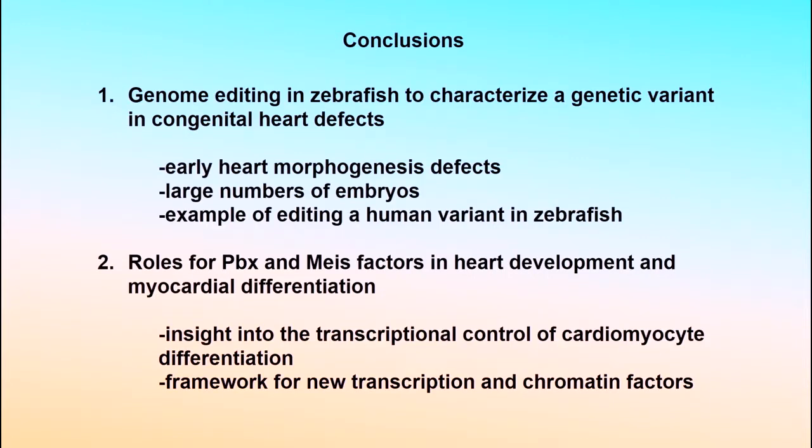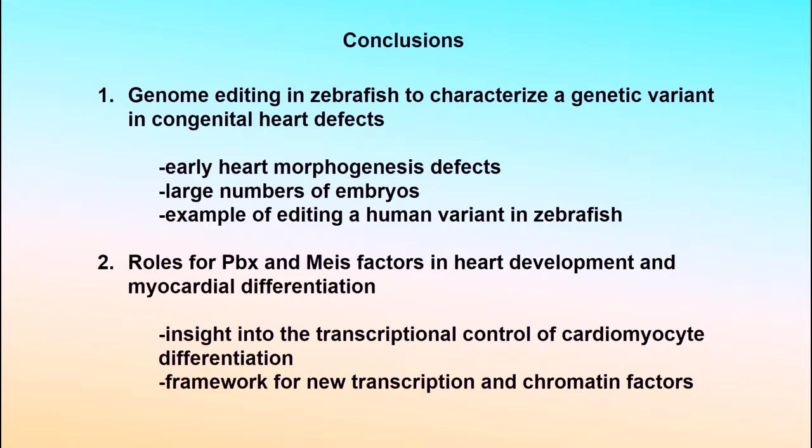And so, to conclude, what I've told you about today is a work where we use genome editing in zebrafish to characterize a genetic variant that was previously of unknown significance in heart defects, and we were able to take advantage of looking at early heart morphogenesis defects in our zebrafish and getting large numbers of embryos for those studies. And it's one of the first examples of editing and testing and characterizing a potential human disease variant in the zebrafish. And we think that there will be many more examples of using the fish to do these types of experiments in the future.